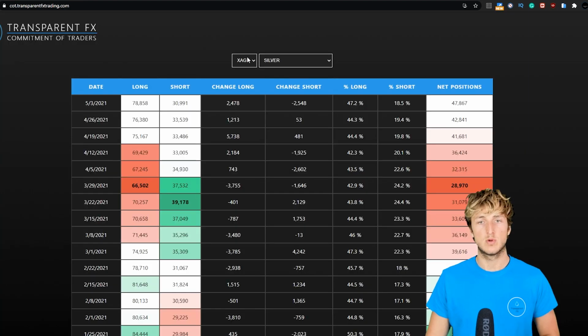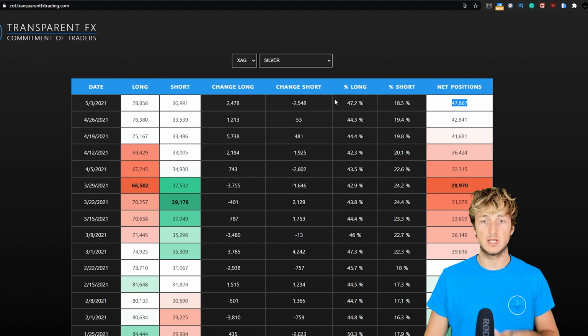Now, if we go and see what we have from a COT perspective, so commitment of traders, which is what the non-commercials in the market are doing, we can see that lately net positions have been increasing. In fact, we went from having 28.9k net positions up to 32, 36, 41, 42, and currently 47.8k net positions.